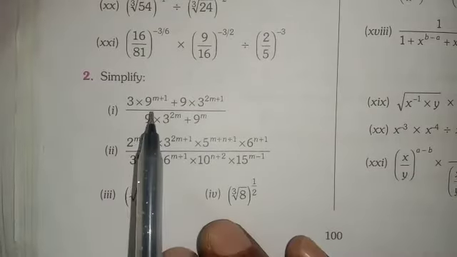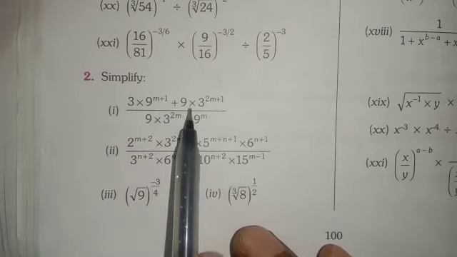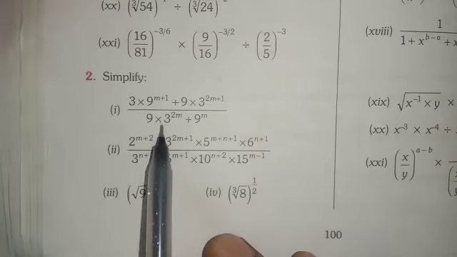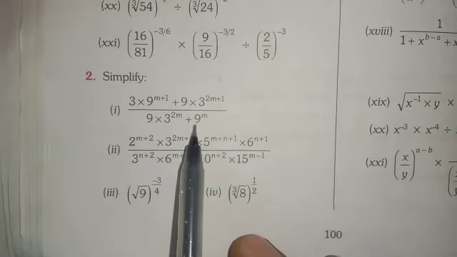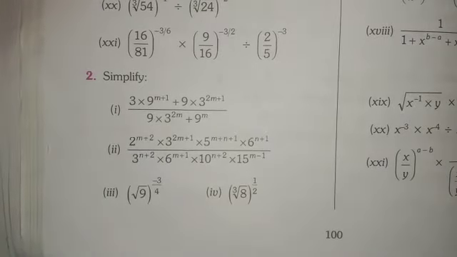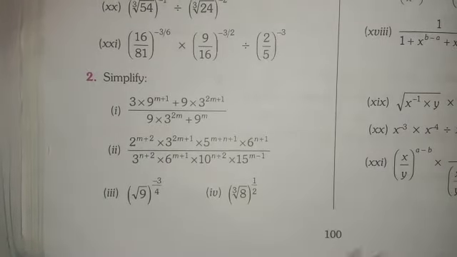3 into 9 to the power m plus 1 plus 9 into 3 to the power 2m plus 1, divided by 9 into 3 to the power 2m plus 9 to the power m. Where 9 is given, 9 means 3 ka whole square. Okay, let's see how to simplify.